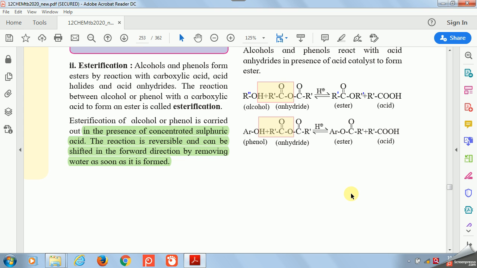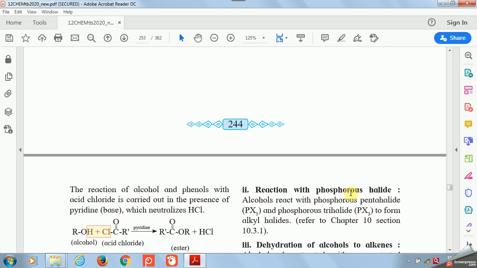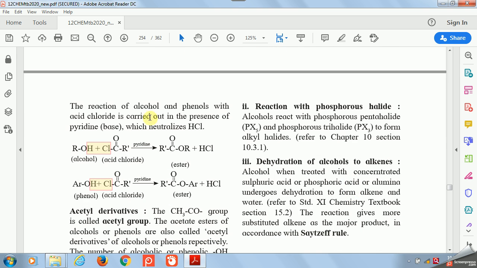Instead of this anhydride, we can use acid chloride to form this ester. So what is acid chloride? RCOCl. That is acid chloride. It can also react with alcohol and phenol. Again, the process is the same. Hydrogen is removed from alcohol and Cl from acid chloride to give ester, or hydrogen of phenol and Cl of acid chloride gives HCl, and the remaining is the ester.